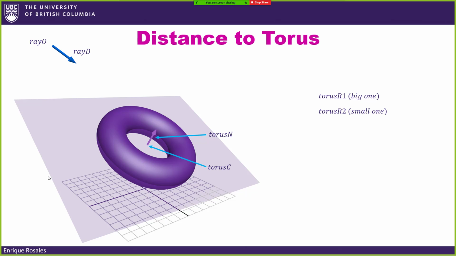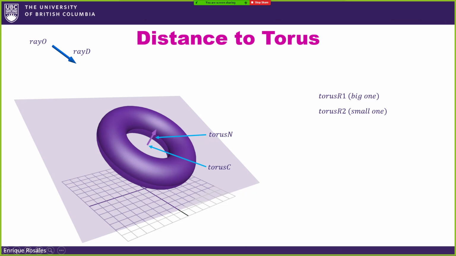Okay, so let's continue. In this case, we will describe a torus using two radii, and the torus center and the torus normal. Having that information, the strategy here, because this is just pure geometry and vectors, is that instead of directly computing the closest distance from the ray origin to the torus, we are going to fragment the problem. We're going to compute several closest points to each of the geometric components of this torus, if that makes sense.